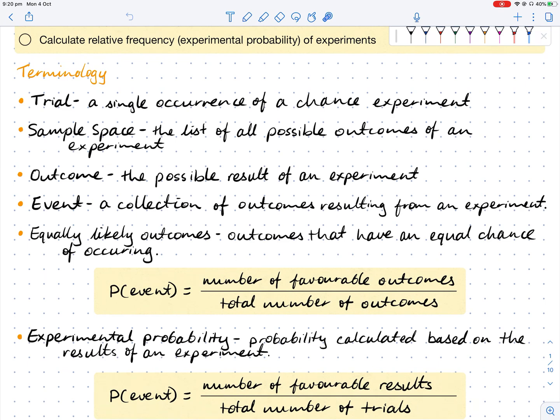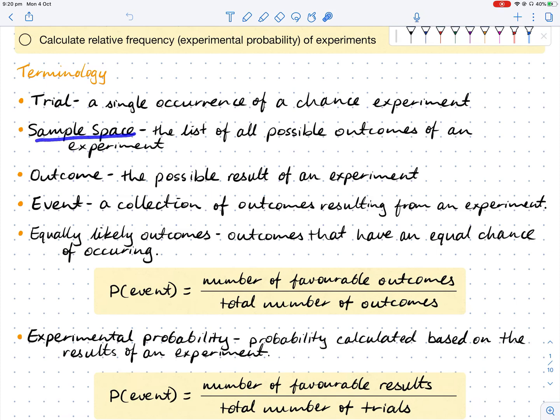The first word that we use a fair bit of is a trial. If we're talking about a trial, we're talking about one lot of doing an experiment. So it's a single occurrence of a chance experiment. If I were tossing coins and noting down whether they were heads or tails, then if I toss it once, that's called a trial. If I toss it many times, then it's called an experiment.